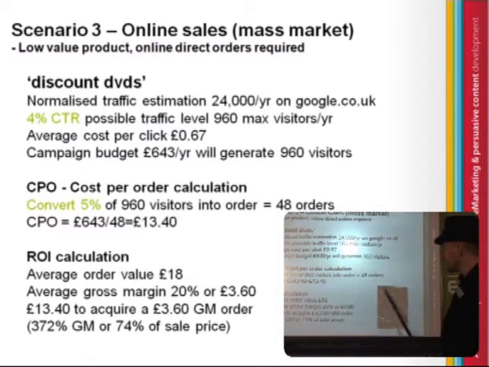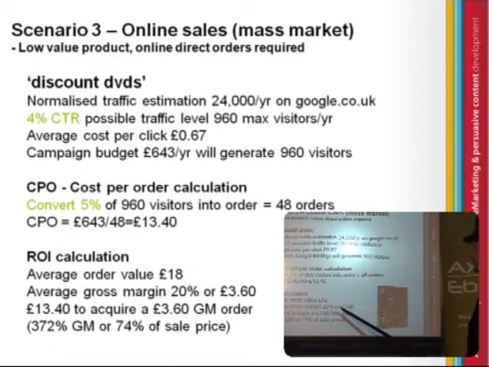This is where if you're doing this for a living, you possibly need to sit down. Because the average order value is £18, a gross margin of only about £3.60 to £4 because it's quite competitive and quite expensive to buy. £13.40 to acquire £3.60 of gross margin, 372% of the gross margin, and well over, actually a mistake there, it's well over 74% of the sale price.